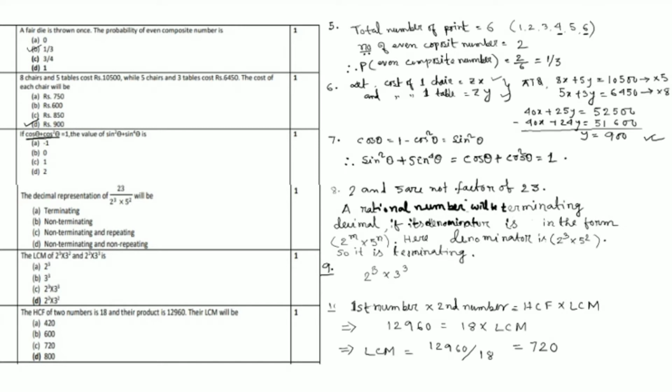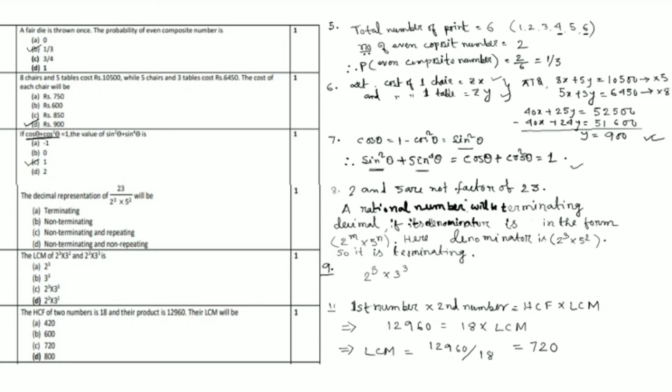Then sin square theta plus sin to the power 4 theta: sin square theta, as I just found, means cos theta. So I write down here cos theta, and sin to the power 4 theta means sin square theta's whole square. Okay. Sin square theta means cos theta, so it will be cos square theta. And it is given cos theta plus cos square theta equal to 1. So it will be 1. So option C will be right. 7C.